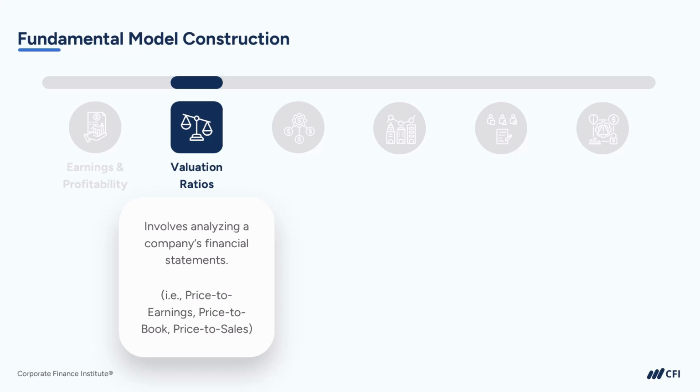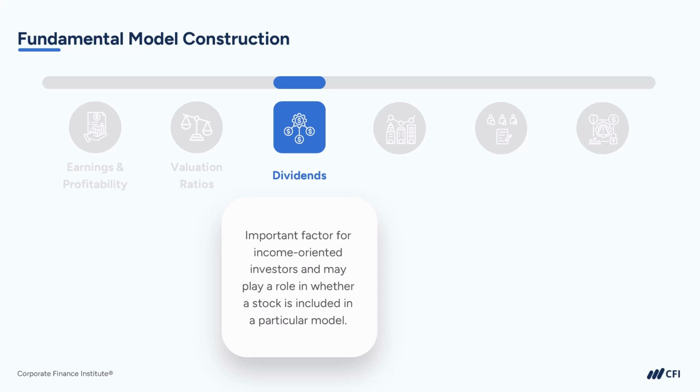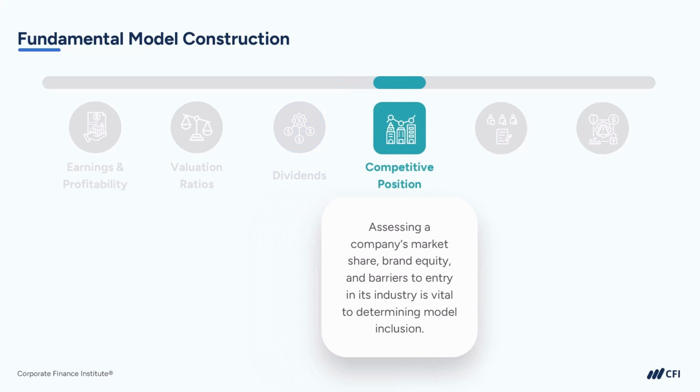These metrics are determined by conducting an analysis of the company's financial statements, the income statement, balance sheet, and cash flow statement, which are the source of data for all things financial for a publicly traded company. Earlier, I mentioned dividends. For income-oriented investors, the dividend yield is an important factor and may play a role in determining whether or not a stock is included in a particular model.